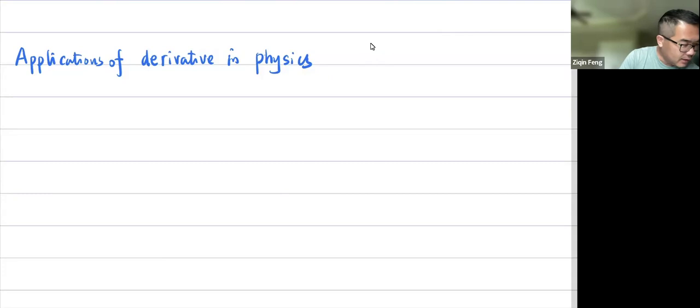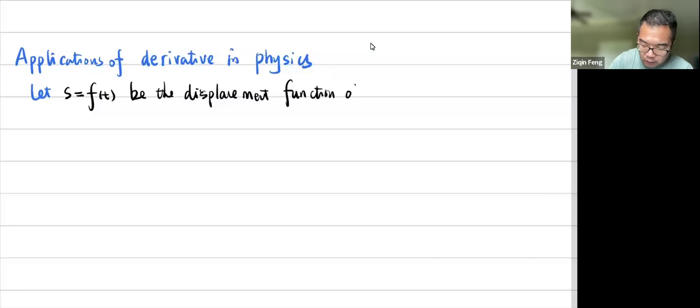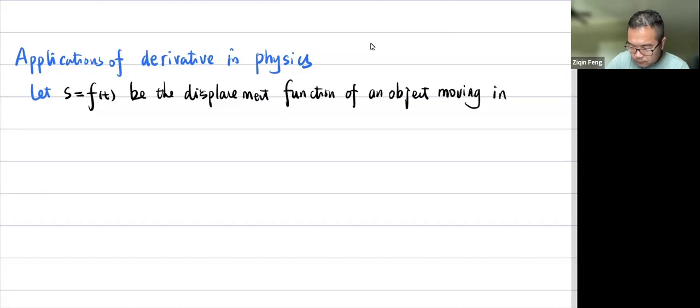So let s equal to f of t be the displacement function of an object moving in a straight line, either going from left to right or backward.